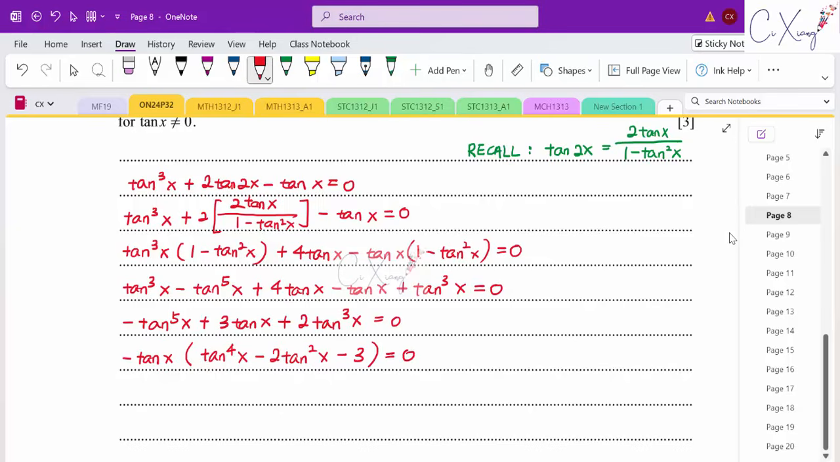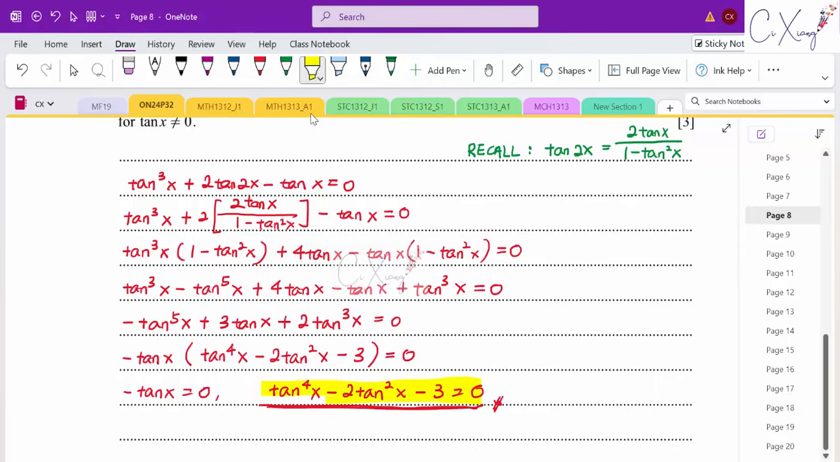Right, so when we are trying to solve this equation, you'll be having negative tangent x equals 0, and also this one. And also I successfully get the equation that they want us to show when we expand and simplify everything here. Right, so if you have a look, this is basically the equation that they want us to show. Okay, so this is what we have for part A. Then let's continue to part B.